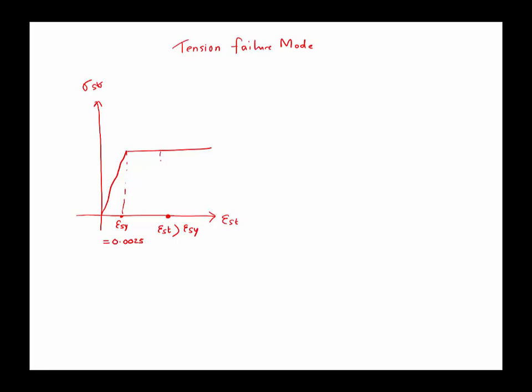So now the corresponding stress in the steel, it is a little bit offset here. If we draw here, the corresponding stress in steel, as you can see here, is Fsy. That is, when the strain in steel is greater than 0.0025, the stress in the steel is equal to the yield strength of the steel. Now in Australia it is 500 megapascal.